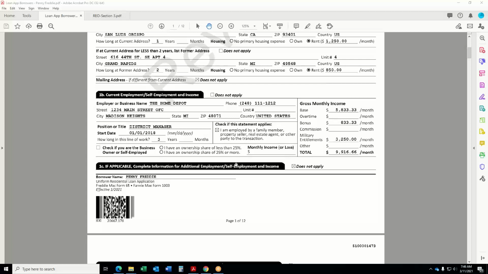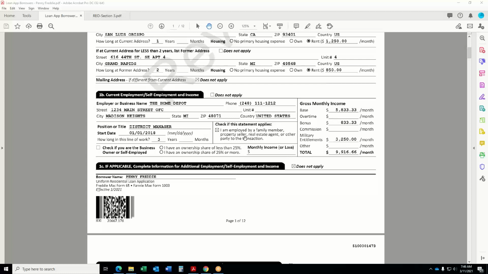Now, right within this section, we have the borrower's self-employment indicator. So if the borrower is self-employed, that would be check marked. The application will also denote if the borrower has less than 25% interest in the business or 25% or more. One new question for us is this disclaimer from the borrower indicating if they are employed by a family member, seller to the property, real estate agent, or any other party that has an interest in the transaction.